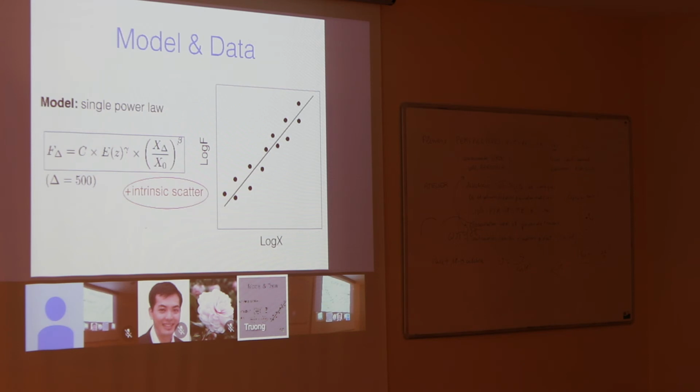So the idea is very simple. Motivated by the previous model, we model the scaling relation between two cluster properties by a single power law, which is characterized by a normalization, the slope beta, and the factor gamma, which characterizes how those scaling relations evolve with redshift. Here we choose the overdensity 500. In addition to the three parameters, the normalization, slope beta, and factor gamma, we also need to take into account the intrinsic scatter. This parameter simply characterizes how the real data points are scattered around the mean relation.